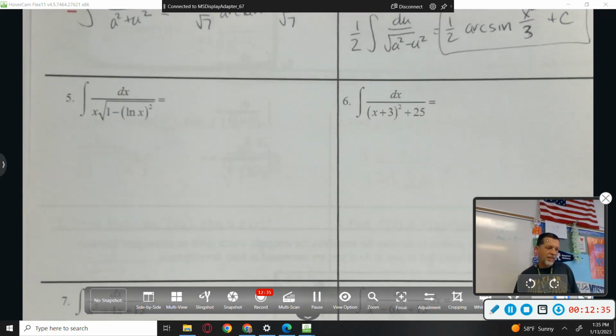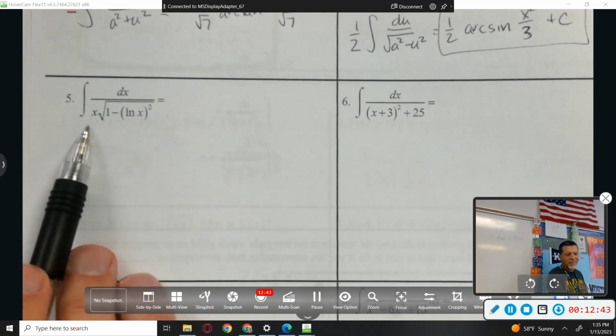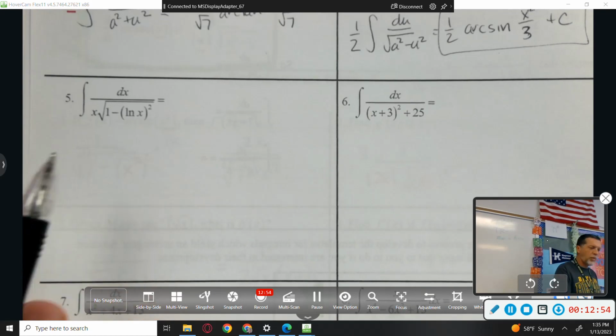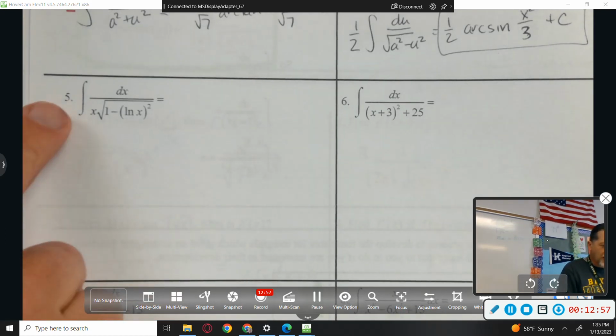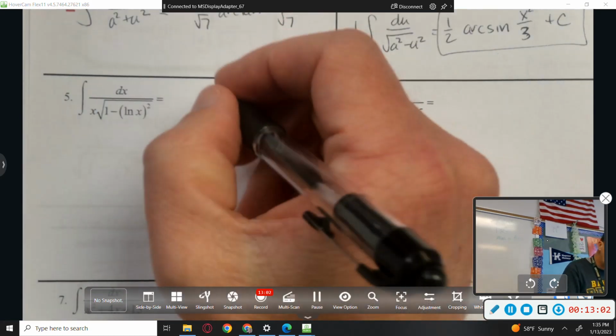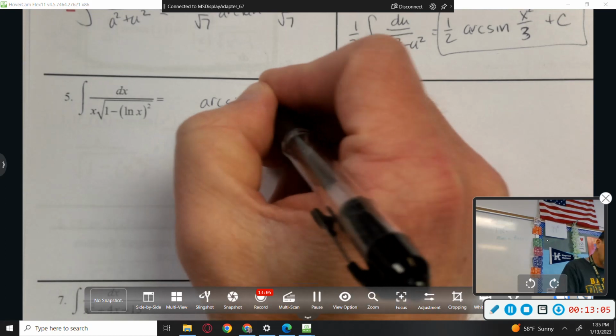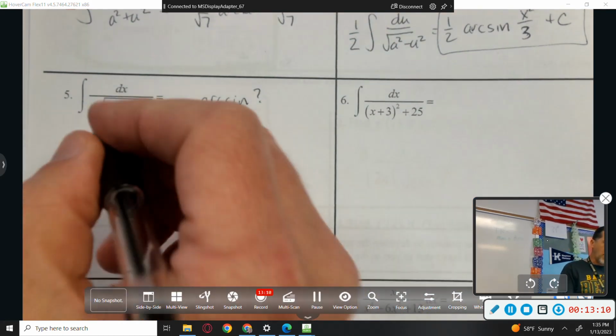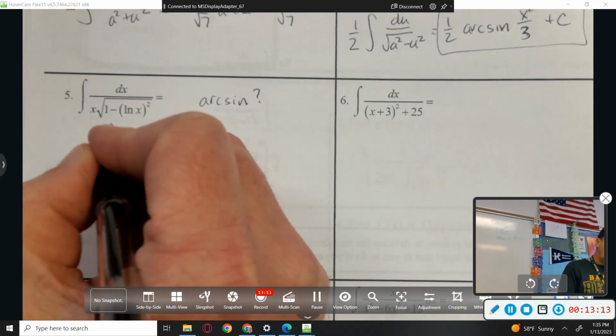Number 5. Any thoughts on what that maybe looks like? Okay, so maybe arcsecant because there's something out front, but there's not an absolute value on it. We're not going to do arcsecant, so not worried about it, though the AP does. So other than that x out front, square root of 1 minus something squared, that looks like arcsine. X I'm not sure about, but u squared, a squared minus u squared.